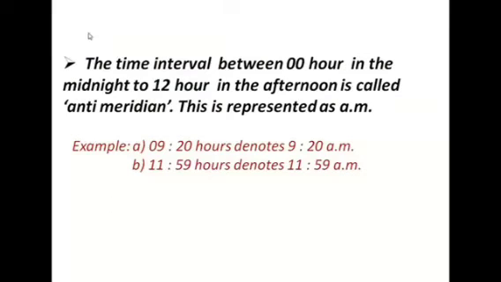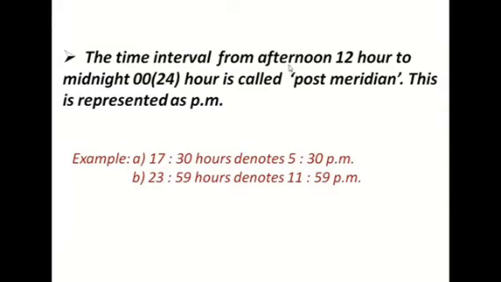So what we discussed right now, the time interval between 00 hour in the midnight to 12 hour in the afternoon is called antemeridian and this is represented by AM. As for example, 9:20 hours denotes how? 9:20 a.m. Like that, 11:59 hours we will denote as 11:59 a.m.